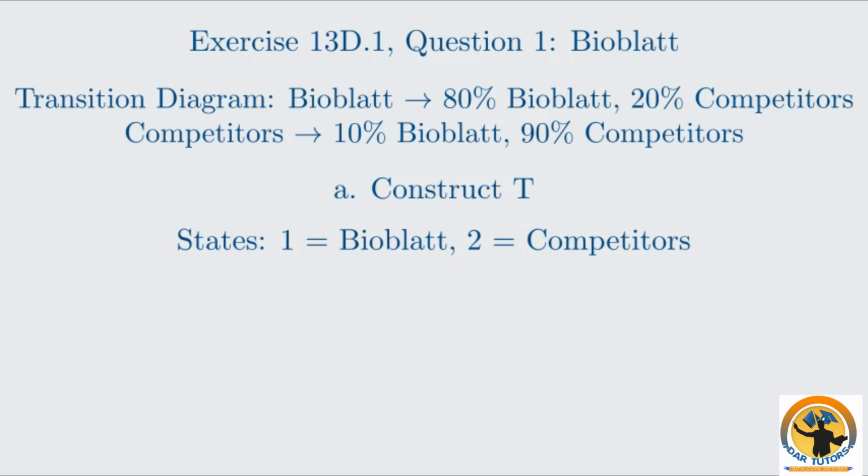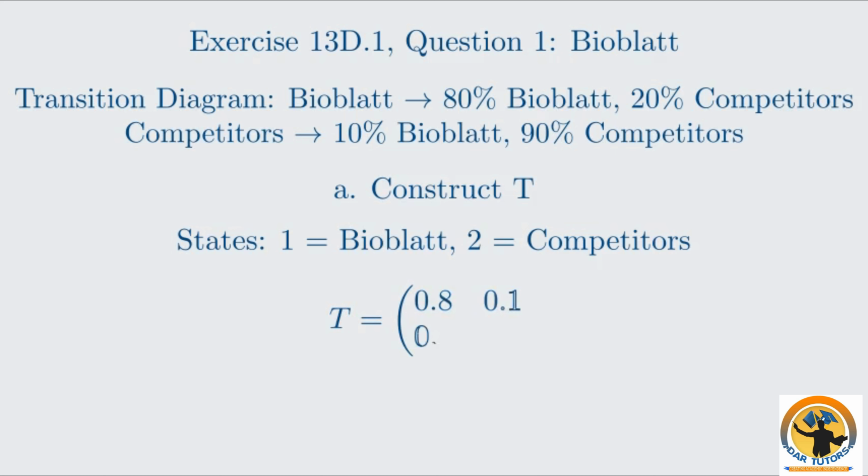Row 2, column 1, is 0.2. The second column is from competitors. 10% go to BioBlat. Row 1, column 2, is 0.1, and 90% stay with competitors. Row 2, column 2, is 0.9. So our transition matrix T is [0.8, 0.1; 0.2, 0.9].